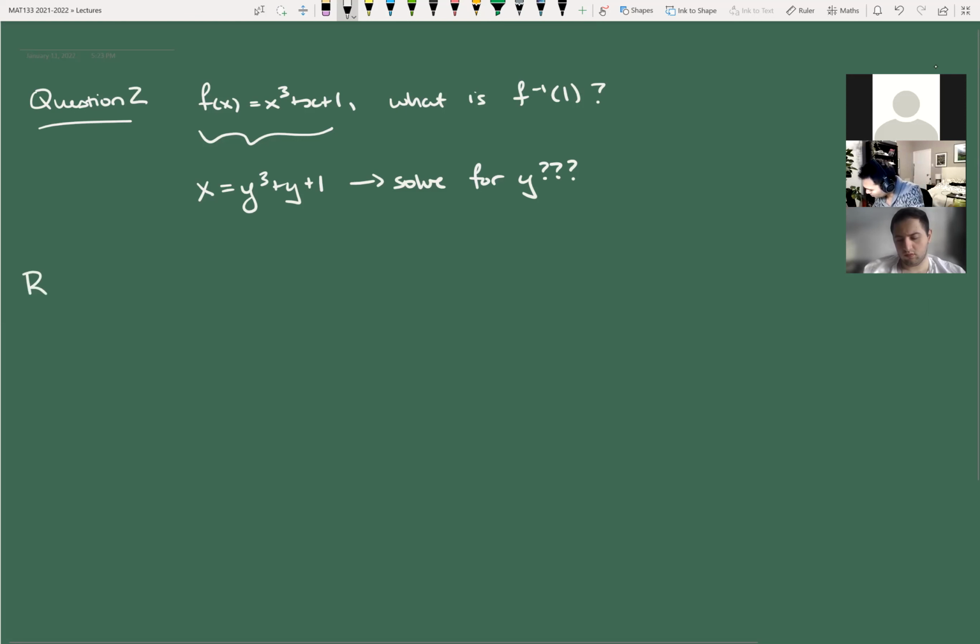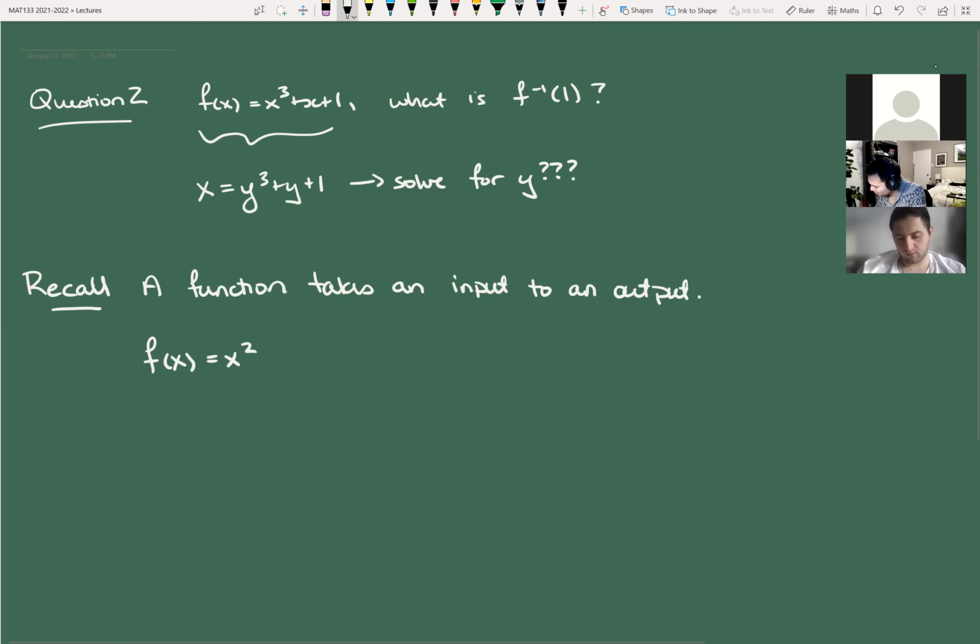So let's recall, a function takes an input to an output, right? If I say, here's my function, f of x equals x squared, what that means is if I provide an input, the function manipulates that input and then spits out a number. And in this case, it spits out the number 16. When I write f of x is equal to x squared, I'm telling you what the formula for that function is.